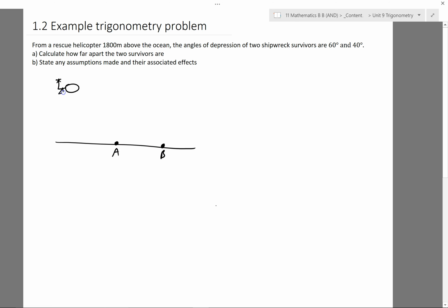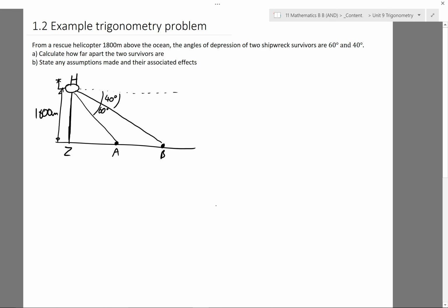And I can mark on all this info. 1800 meters high. And I've got these 2 angles of depression. So from the horizontal, I've got 40 degrees, and the bigger one is 60 degrees. I need to label this whole diagram. So I'll put this vertical line in here. This can be H for helicopter, and this can be, say, Z for ocean.